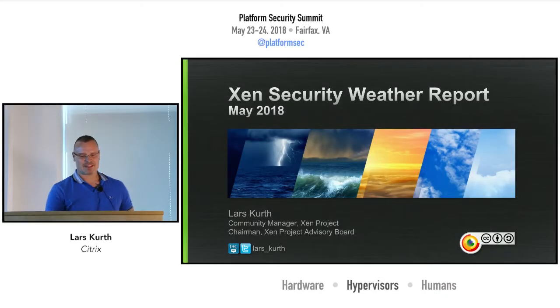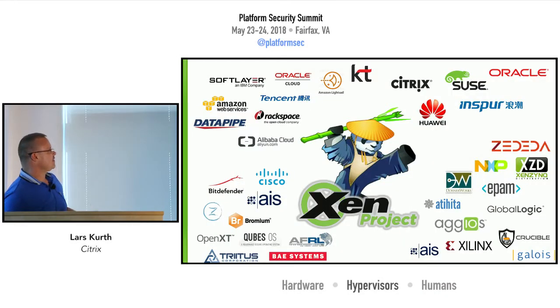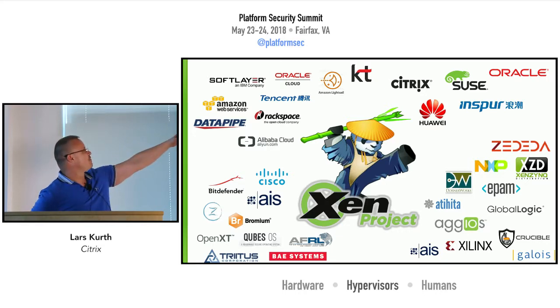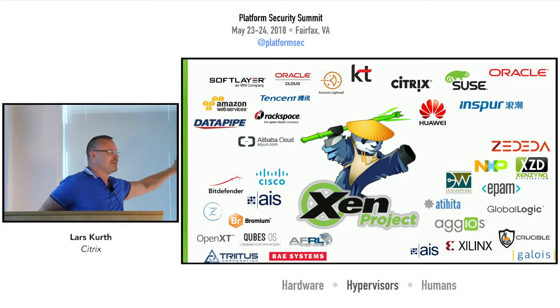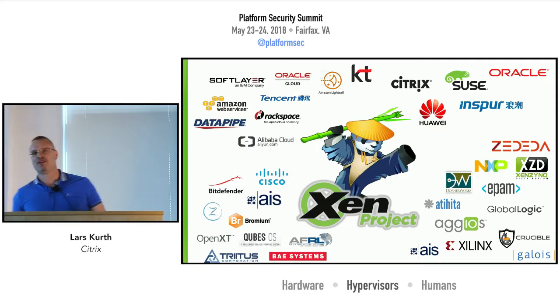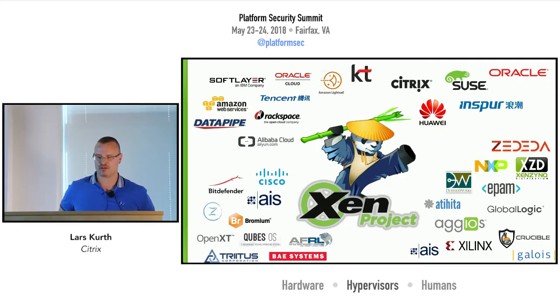So let me just start with a brief overview of the ecosystem. You see the four corners here on that picture. Each of the corners is what I call a pillar of the project. You have traditional server virtualization up there, cloud computing. Down there, that's the security guys. And on the right-hand side, we have an emerging market segment of embedded and automotive.